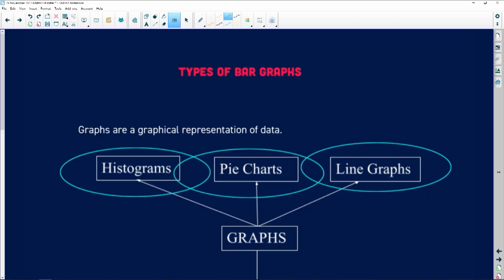My name is Peter Templeton, and today we're going to look at different types of bar graphs. What we're going to be looking at today is something called a histogram, a pie chart, and then also line graphs. So we've got quite a bit to do in this little session.